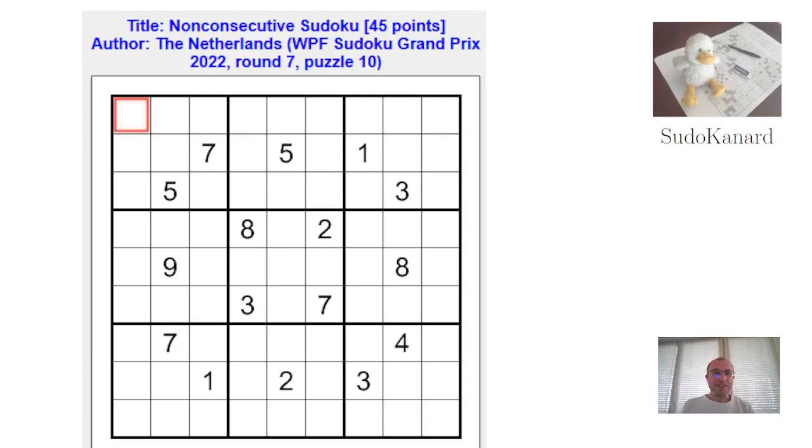We have to solve this non-consecutive Sudoku, which was featured in round 7 of the WPF Sudoku Grand Prix of 2022, organized by the Netherlands. At this time, I don't know who made this puzzle, but I will add the name as soon as I know. So the special rule here is that whenever two digits touch vertically or horizontally, they must not be consecutive.